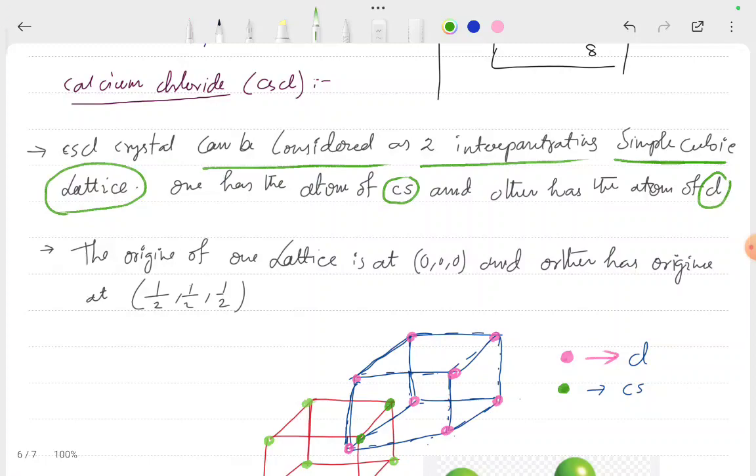And the origin of one simple cubic lattice is at 0 0 0, and another is at half. Okay, is it clear? Not 1 by 4, this is half. 1 by 4 means atoms are present inside the crystal, while half means atoms are present at the face. Just be clear.